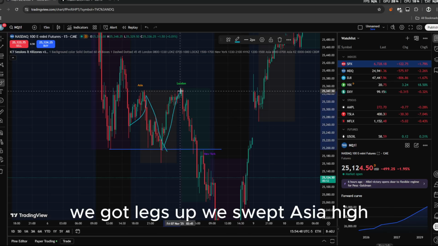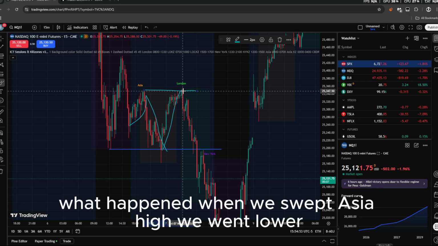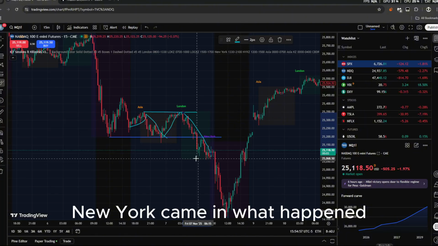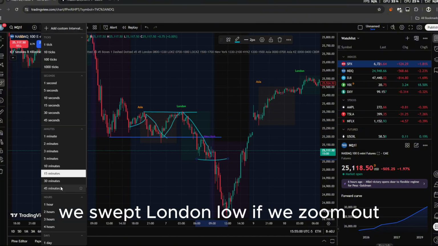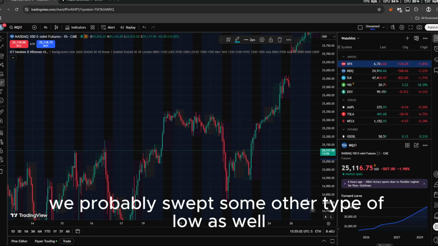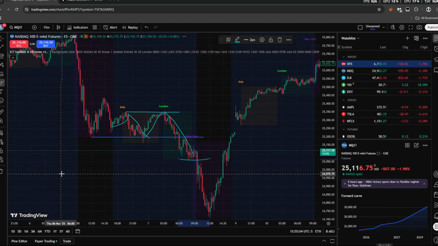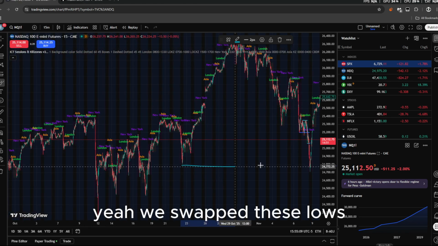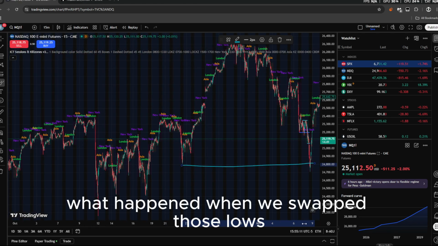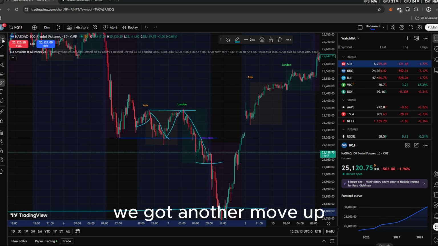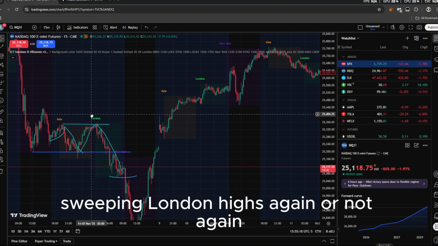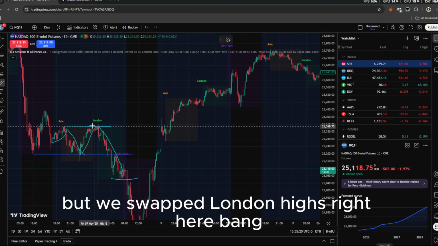What happened? We got legs up. We swept Asia high. What happened when we swept Asia high? We went lower. New York came in. What happened? We swept London low. If we zoom out, we probably swept some other type of low as well. Yeah, we swept these lows. What happened when we swept those lows? We got another move up, sweeping London highs. We swept London highs right here, bang.